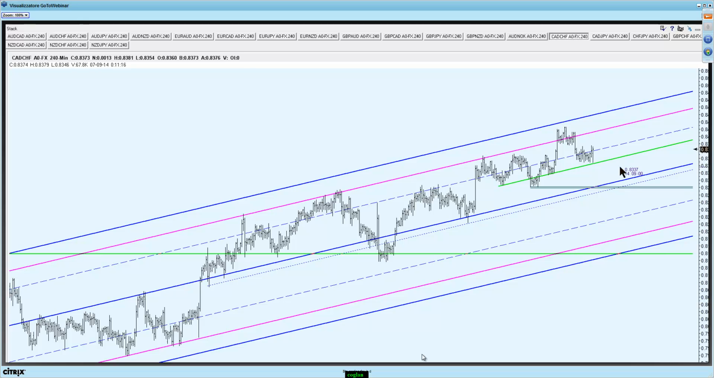What I am trying to do, and I hope again made it clear, is produce a framework using the pitchforks, using the lines, the supports and the resistances, those that can really give us a really high probability of support and resistance across the various time frames.